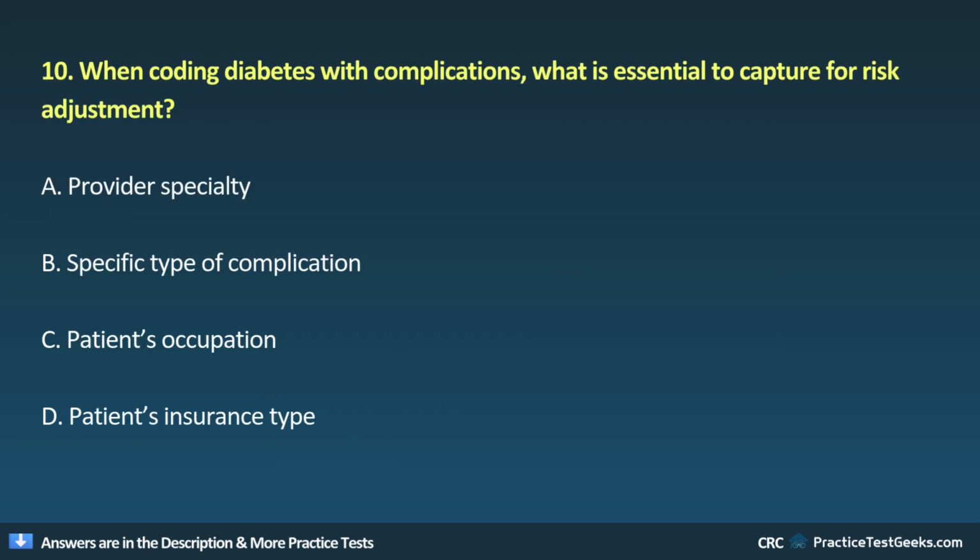10. When coding diabetes with complications, what is essential to capture for risk adjustment? A. Provider specialty. B. Specific type of complication. C. Patient's occupation. D. Patient's insurance type.